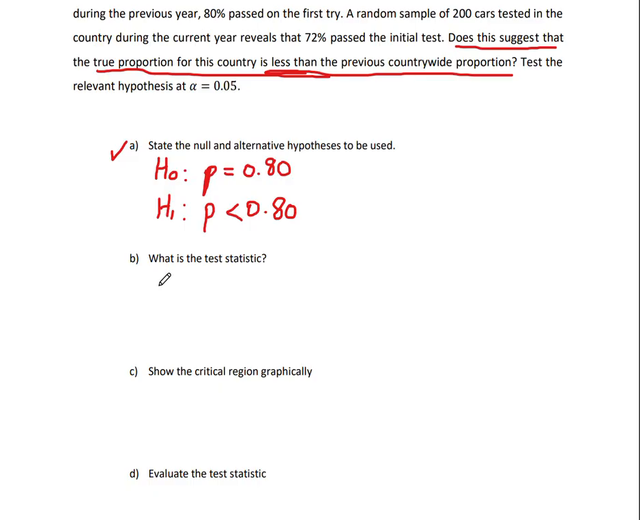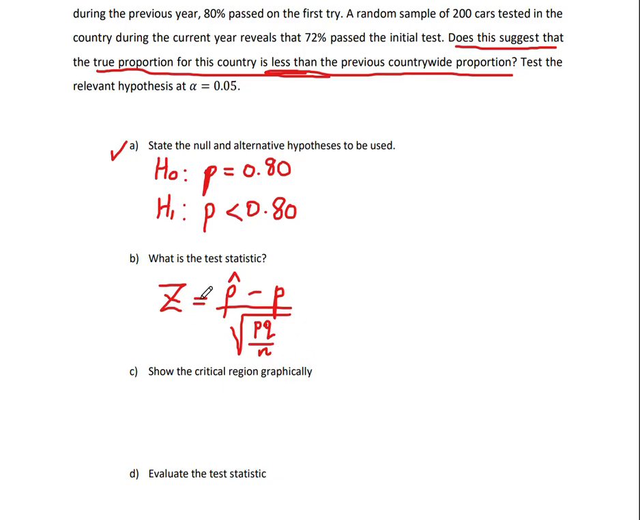Now we're asked to state the test statistic. Using the principles of normal distribution, the test statistic for a hypothesis test of proportions will be that Z is equal to P hat, which is the sample proportion, minus P, which is the population proportion, divided by the square root of PQ over N. So that's P hat minus P divided by the square root of PQ over N.